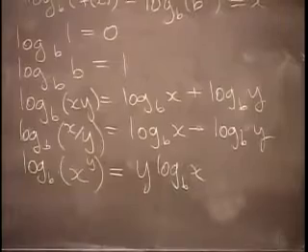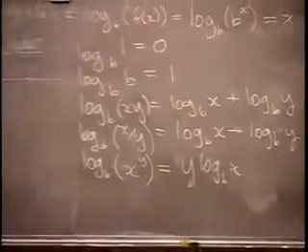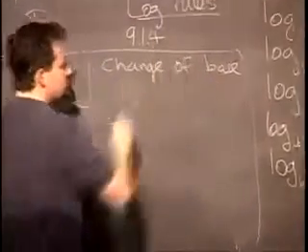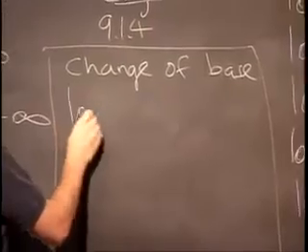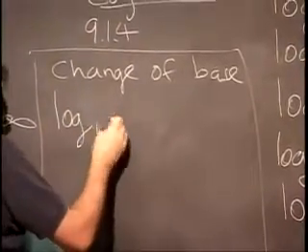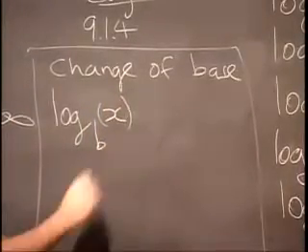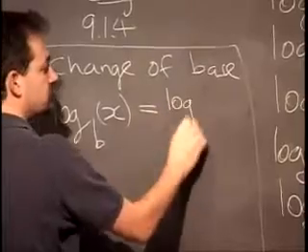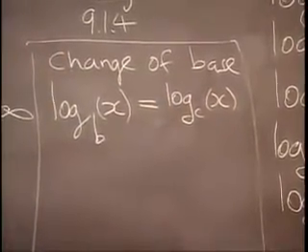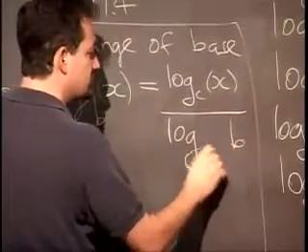There's also another log rule that's a little bit different from them that doesn't come up very often, but it's useful occasionally. The change of base rule. Let's see, I'll state this the same way I did in the book. The log of x base b turns out that's the same as the log of x base c, but you have to divide by a correction factor, which is the log of b base c.